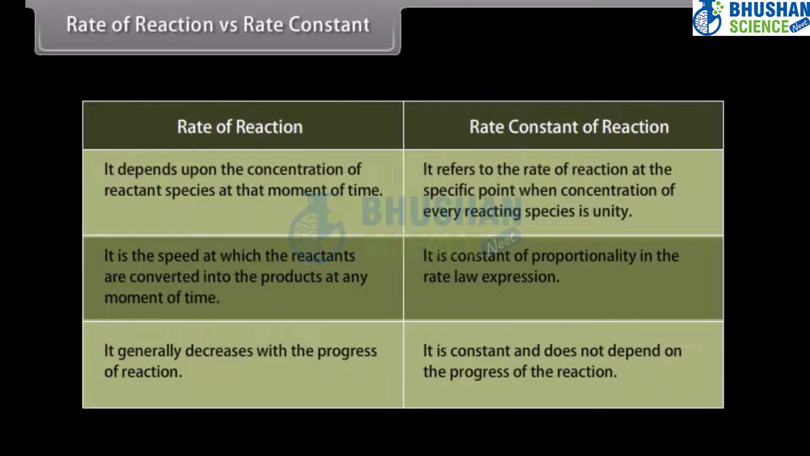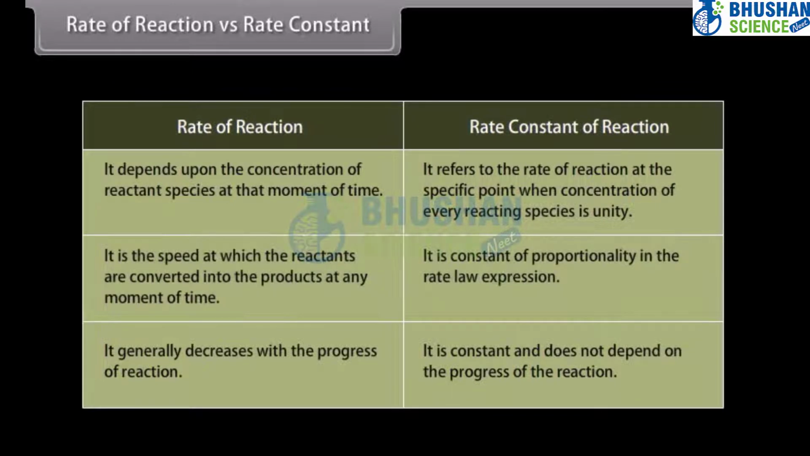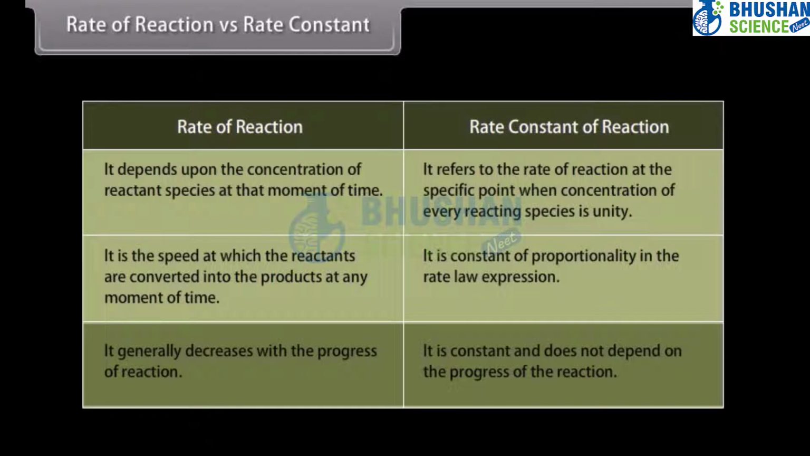Rate of reaction is the speed at which the reactants are converted into the products at any moment of time, while rate constant of a reaction is constant of proportionality in the rate law expression. Rate of a reaction generally decreases with the progress of reaction, whereas rate constant of a reaction is constant and does not depend on the progress of the reaction.